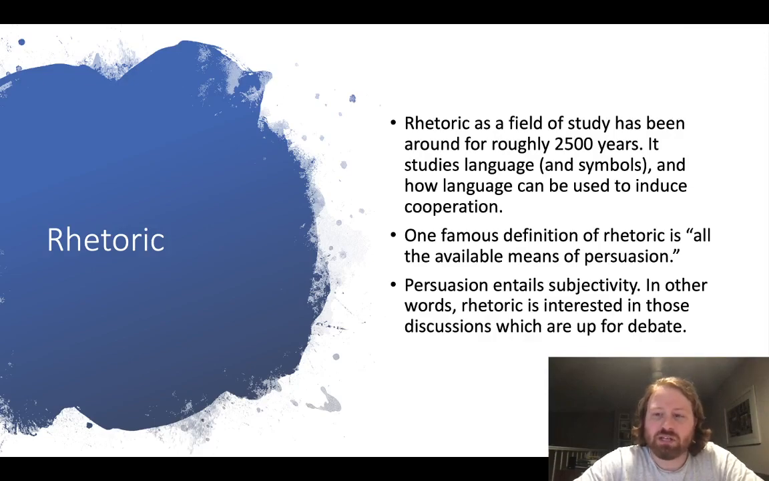One of the more famous definitions of rhetoric is all the available means of persuasion. Now, when we talk about persuasion, that means that we're not really talking about things that are objective, I guess. It means that we're interested in subjectivity or these things that are up for debate, right? So if you have something that's objective, it's a fact, you can't really argue about whether or not that thing is true, right? Facts are true. However, what we do with those facts, right, is very much up for debate. I'll give you an example.